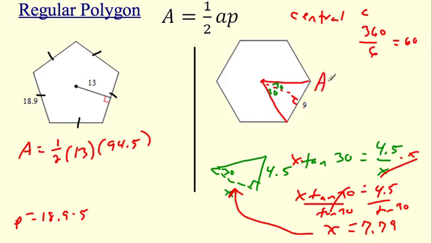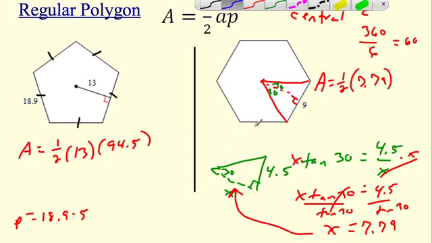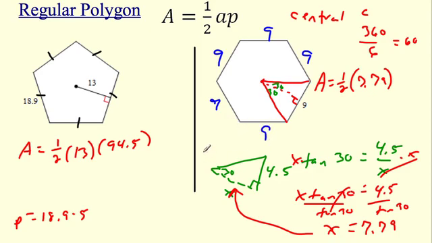So if I do this, I've got area equals 1/2 times the apothem, which was 7.79, times the perimeter. What was the perimeter in this thing? Well, the perimeter would be 9 plus 9 plus 9, because it's regular, it's all the same. So your perimeter is going to be 9 times 6, which is 54. So there's my perimeter.